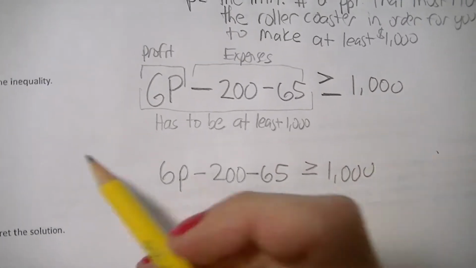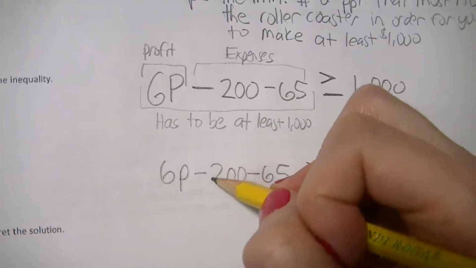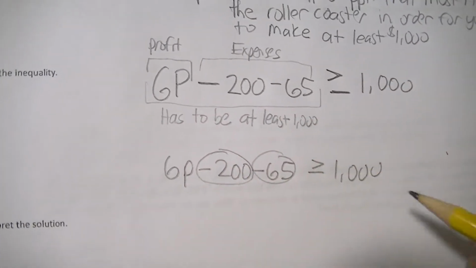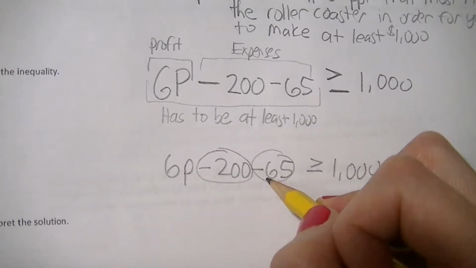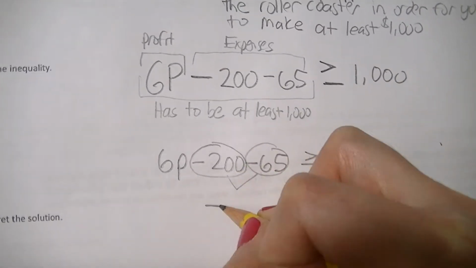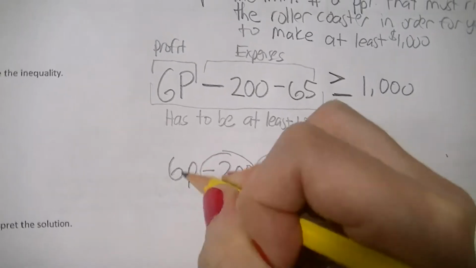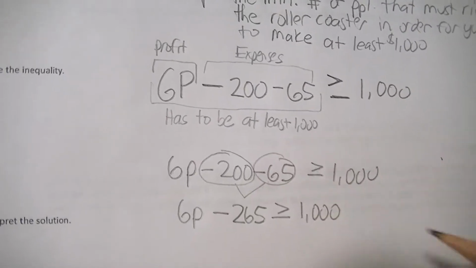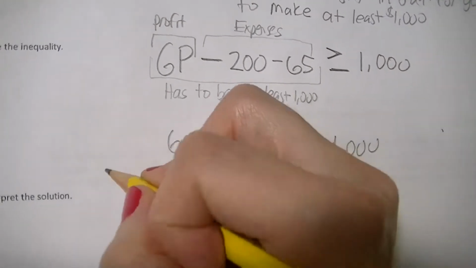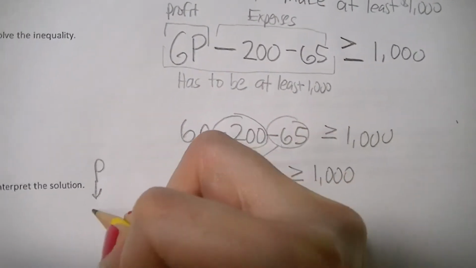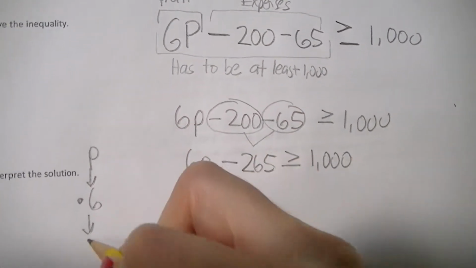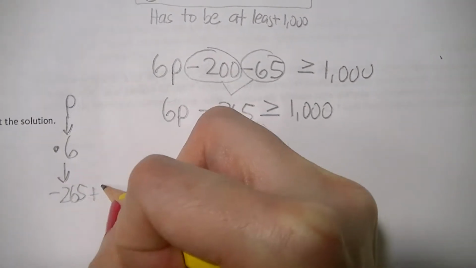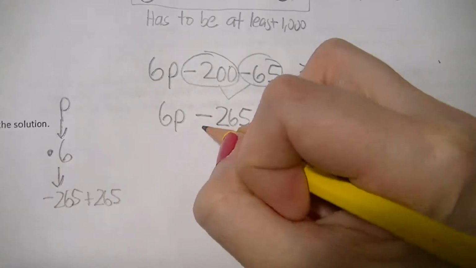You might be like, let's go ahead and build it. But unfortunately, you can't build it yet because you've got to simplify it. You've got some constants that you need to combine before building it. So you've got negative 200 minus 65, and that's negative 265. Now bring down your 6 times P, your inequality sign, and your 1,000. Now we can build it. Start with P, then we multiplied it by 6, then subtracted 265. The inverse operation of subtracting 265 is adding 265, and that's what you do to both sides of that inequality sign.